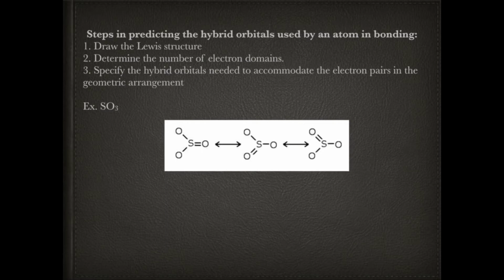And then if you had 5 electron domains, notice sp3, you can't go above 3 for the p because there are 3 orbitals. So then you would go to the d. So it would be sp3d for 5 electron domains. So I'm going to show you a couple more examples of hybridization.